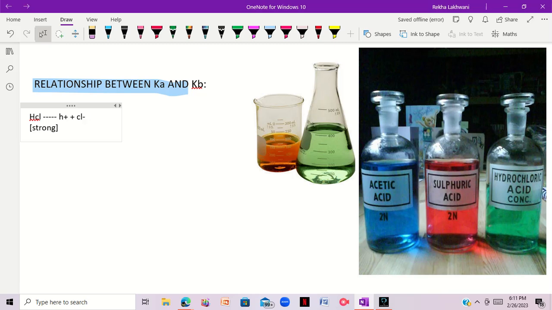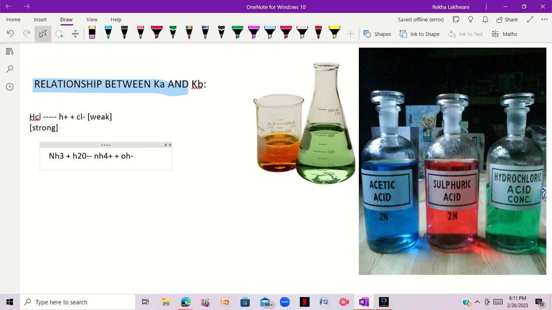So why is the Cl- weak? What's the reason behind this? Okay, let's take another example, ammonia. Ammonia is a weak base, and when it reacts with water, it forms the ammonium ion, and what else will it form? It forms the OH- ion, right?